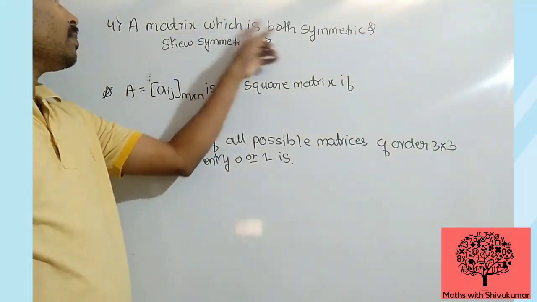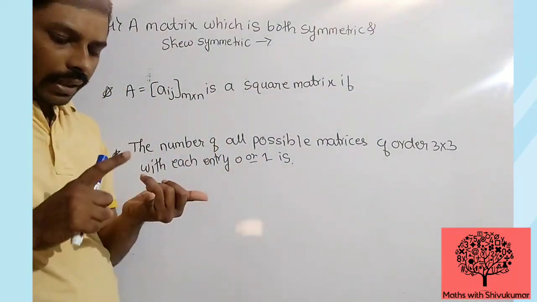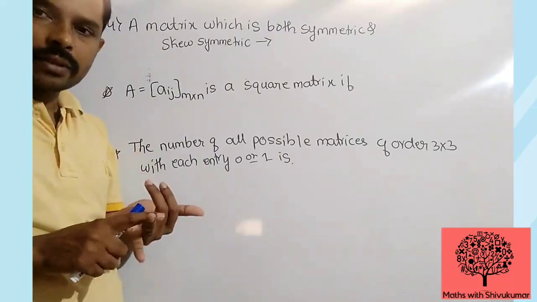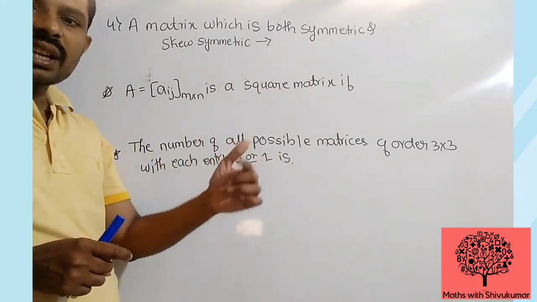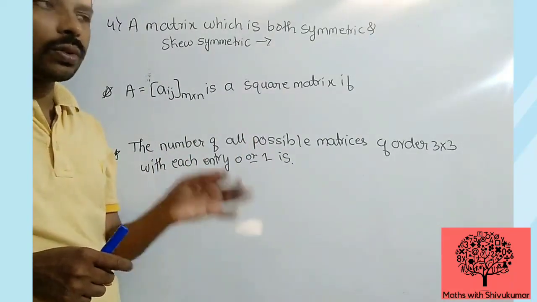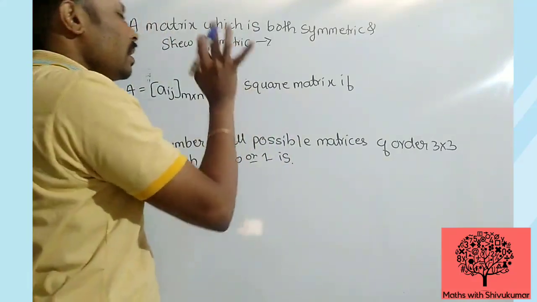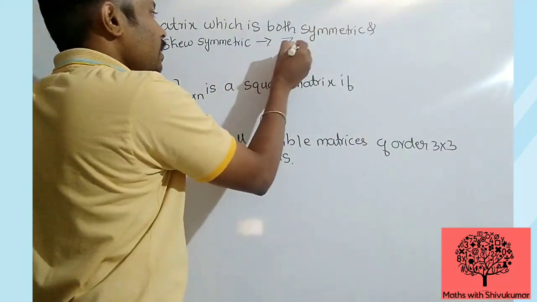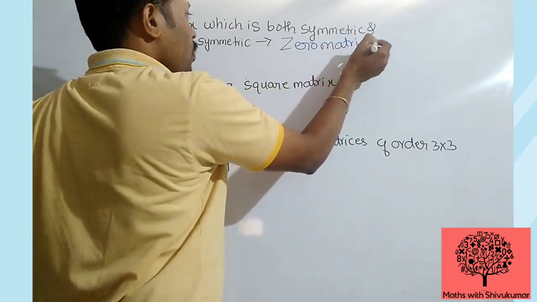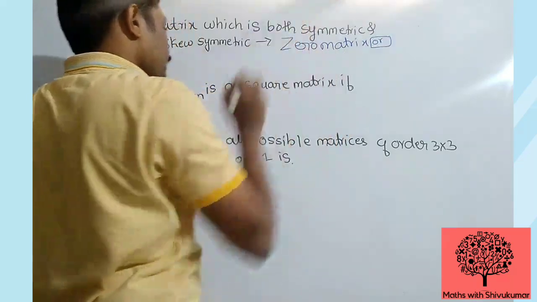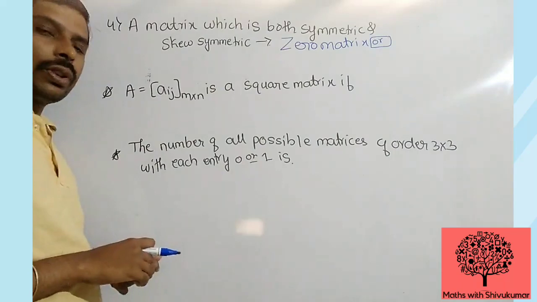So observe the next question. A matrix which is both symmetric and skew symmetric. It means I want the matrix that is symmetric as well as skew symmetric. Symmetric means I want A transpose equal to A. Then A transpose equal to minus A. So remember students, if a matrix is both symmetric and skew symmetric, it is only one matrix, that is the 0 matrix, or you can say the null matrix. That is nothing but the null matrix. So look at the next question.